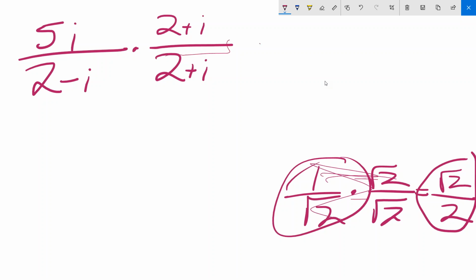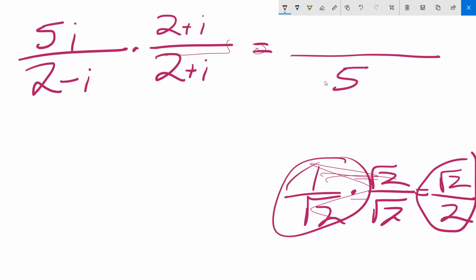So what's the bottom become? The bottom always turns into a real number. What's that bottom turn into? When I did it, it got... The two middle terms should cancel one another. I got 5. Okay, good. You get 4 plus 1. Yeah. Or 4 minus a negative 1, which is plus 1. Right.